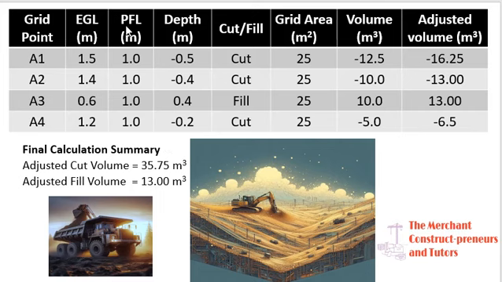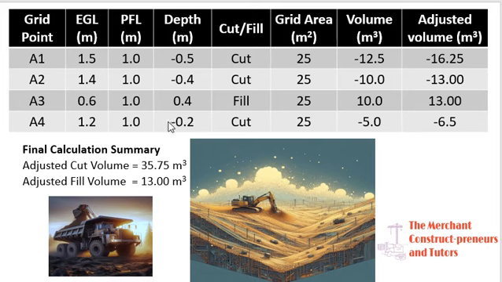So now the proposed finish level, we are taking a uniform level where it's 1.0, that is 1 meter. So the depth will now be the proposed minus the existing, right? So 1.0 minus 1.5 will give you minus 0.5. 1.0 minus 1.4 will give you minus 0.4. 1.0 minus 0.6 will give you 0.4, and then the last one will give you minus 0.2, right?